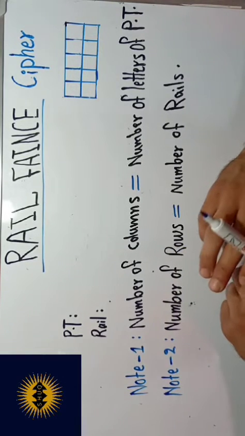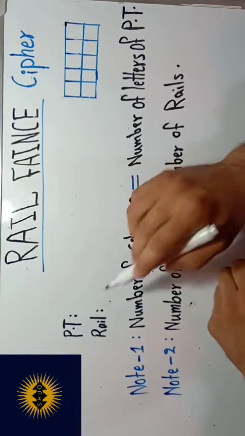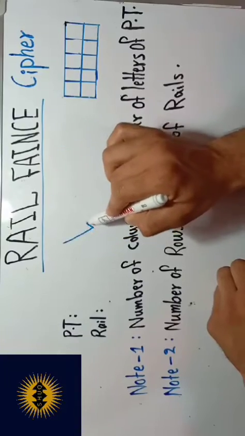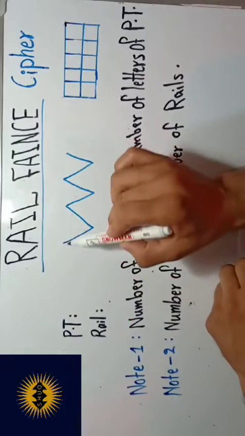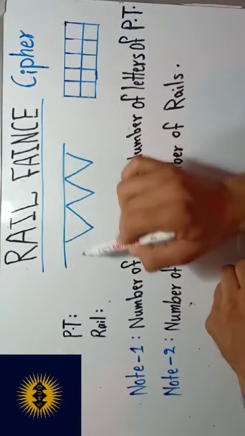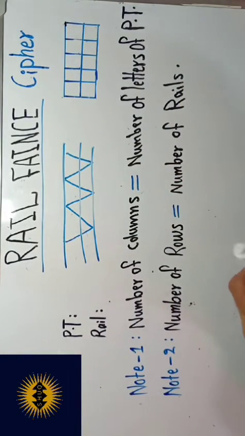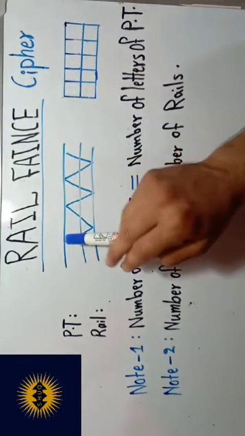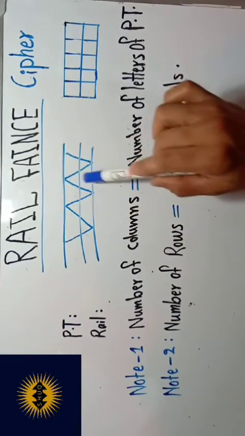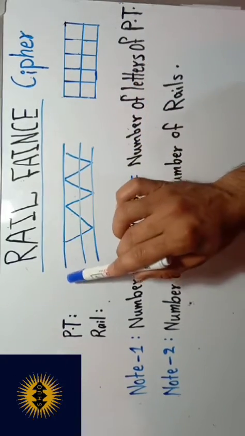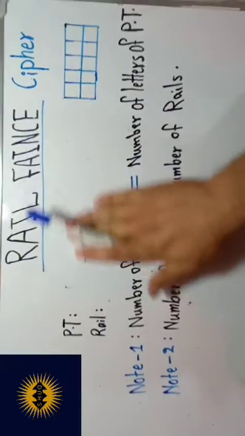At first, let's know what Rail Fence Cipher is. Rail Fence Cipher is a cipher in which the plaintext is written in a zigzag manner and read off in a row manner. If someone asks what Rail Fence Cipher is, we should say that it is a cipher in which the plaintext, or the main text, is written in a zigzag manner and then read off in a row manner. So this is the main idea of the Rail Fence Cipher.